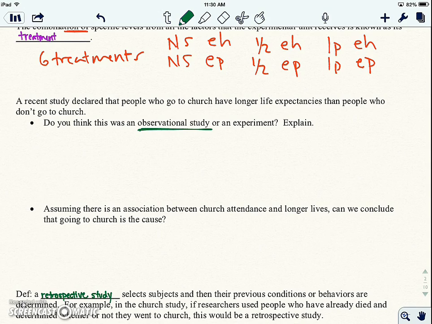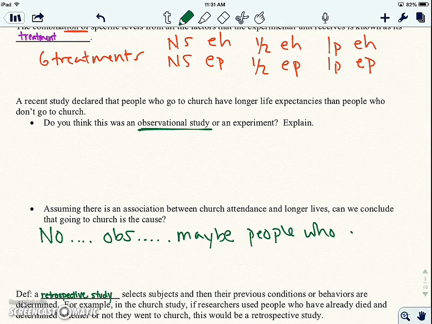Assuming there is association between church attendance and longer lives, can we conclude that going to church is the cause? No. Okay. First off, because it was an observation. Secondly, maybe, and this is a big maybe, not being stereotypical, but maybe people who don't go to church do something different than people that do go to church. Like maybe they have some bad habits.